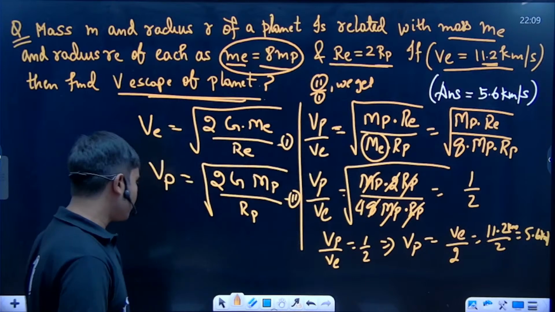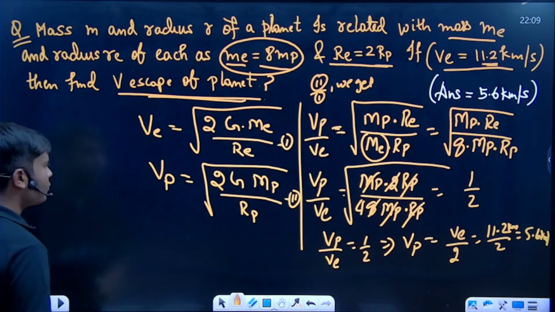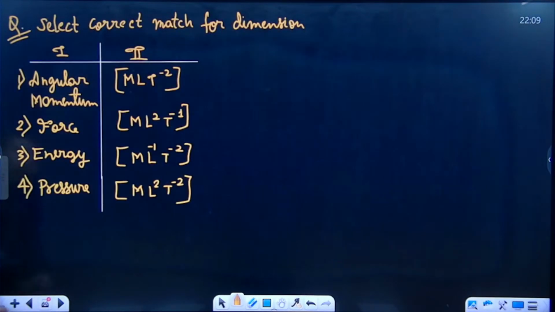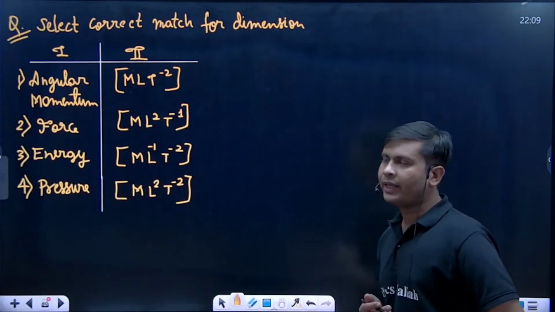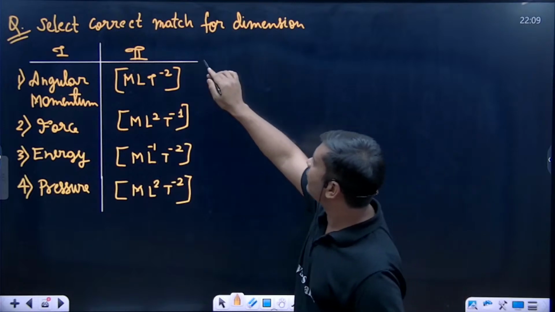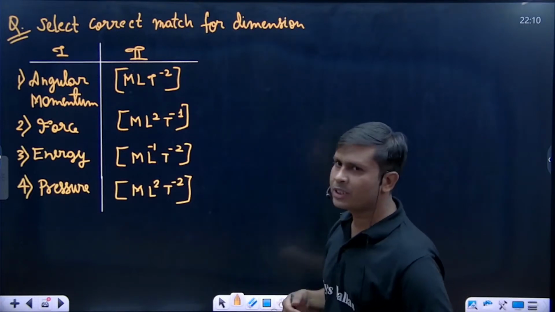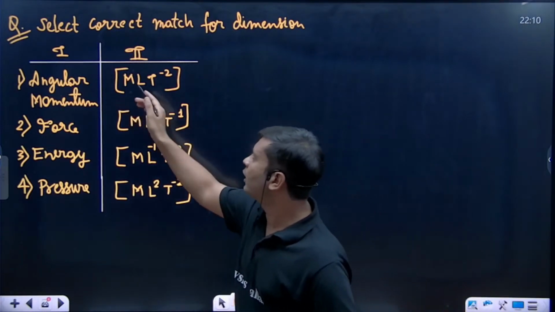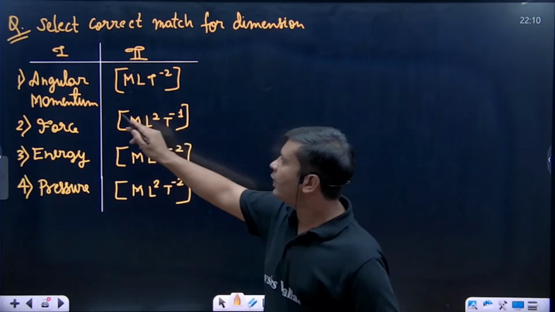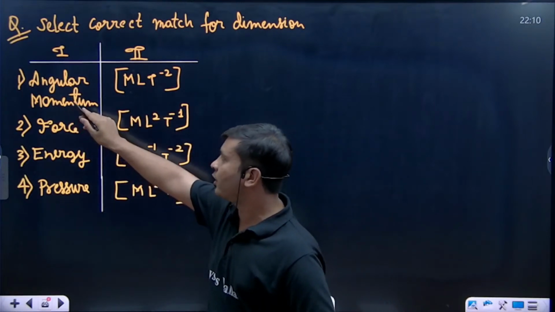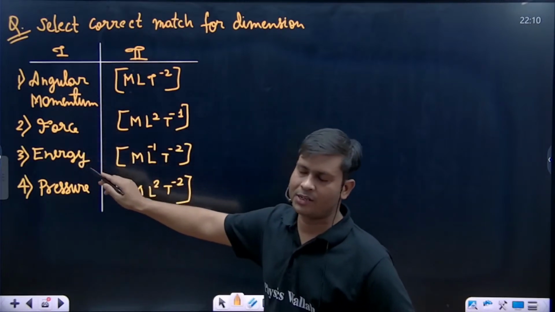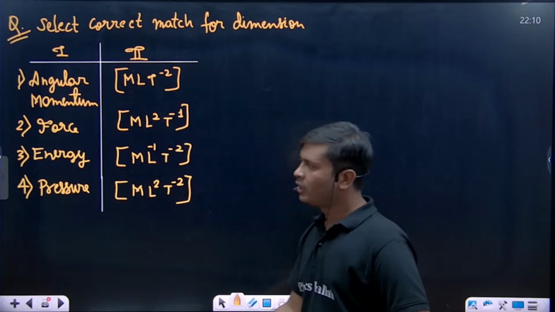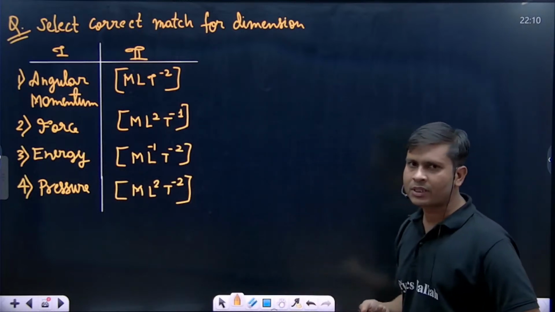Now the next question is given here, and we have to match. Select the correct match for the dimension. Means we have to match column 1 to column 2. In column 1, the first physical quantity is angular momentum, the second one is force, the third one is energy, and the fourth one is pressure. So we calculate the dimension one by one.